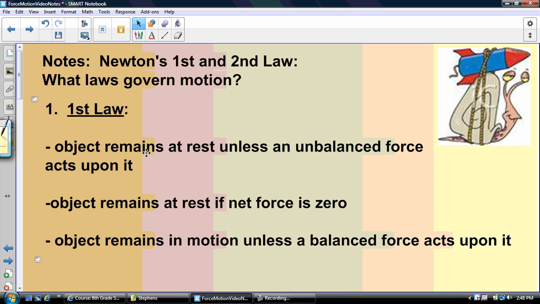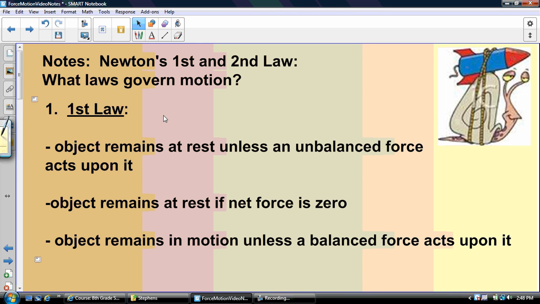Okay, so Newton's first law of motion has three parts. Newton's first law of motion says that an object remains at rest unless an unbalanced force acts upon it. So it will not move unless we have some unbalanced forces. An object will remain at rest if the net force is zero.